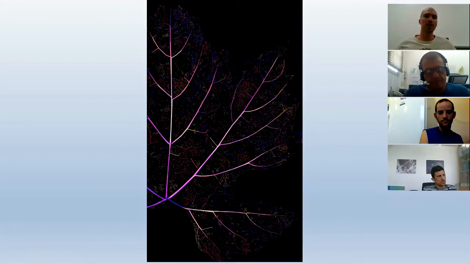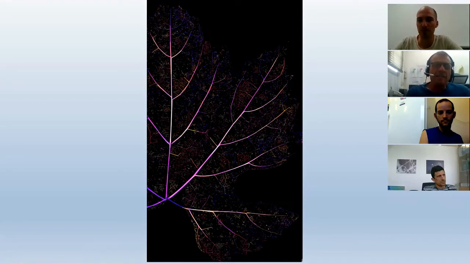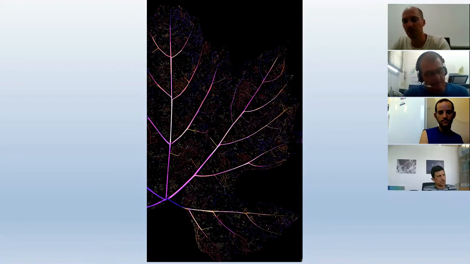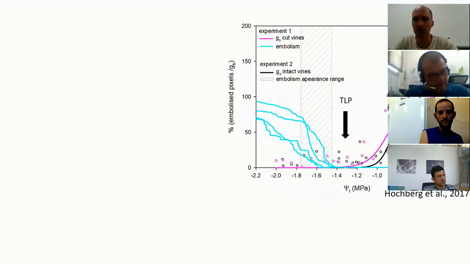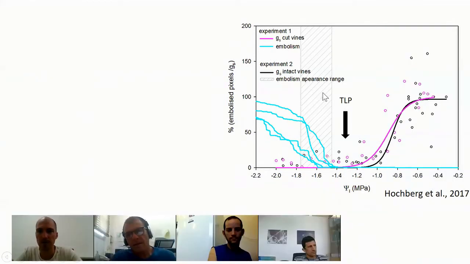So now that we had this method, we needed something to investigate with it. And I'll start by presenting findings from my work, still as a postdoc in the lab of Missy Holbrook. You can see here the summary of 2 experiments, in which we tried to see what is the sequence of events during dehydration in potted grapes.